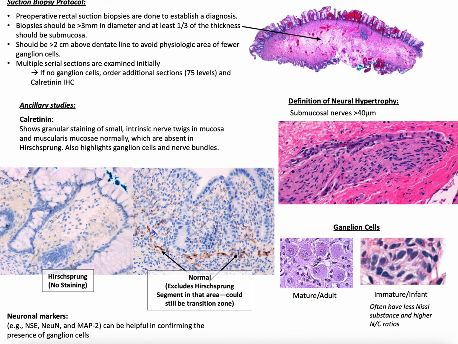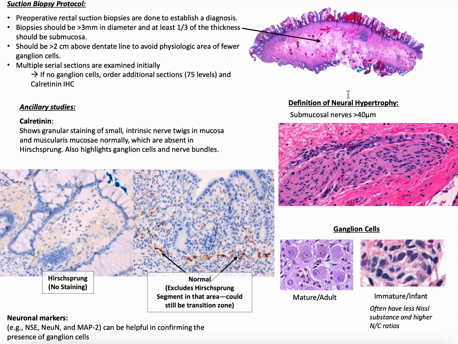Here is an example of Hirschsprung's where you don't see those nerve twigs in your muscularis mucosae. But here is a normal segment where you do see those small intrinsic nerve twigs in the mucosa and muscularis mucosae. What is neurohypertrophy? Because we talk about there being neurohypertrophy in Hirschsprung's and in the transition zone. It is when the submucosal nerves, the nerves here, are greater than 40 micrometers.